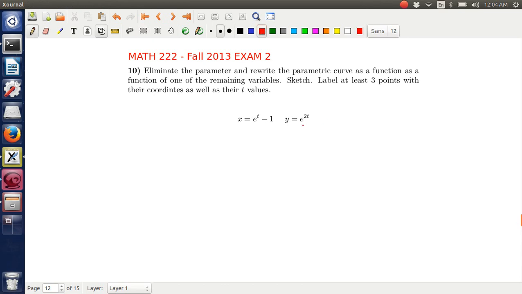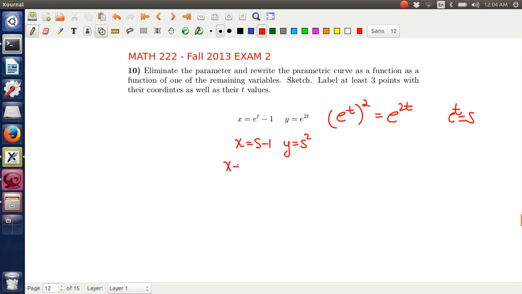This revolves around understanding that when you square this e to the t, you're going to get e to the 2t. That's all it means. So you could, for example, replace this with a different parameter. You could say e to the t equals s, and then this would look like s minus 1, and y is equal to s squared. Maybe it's easier for you to visualize that.